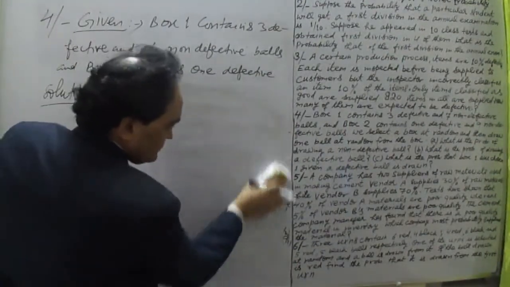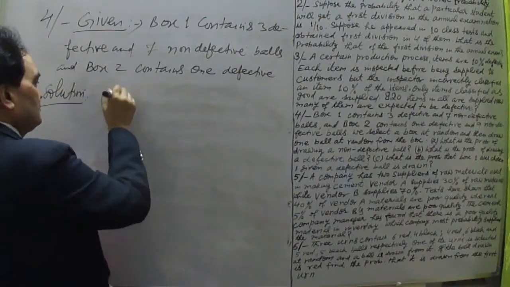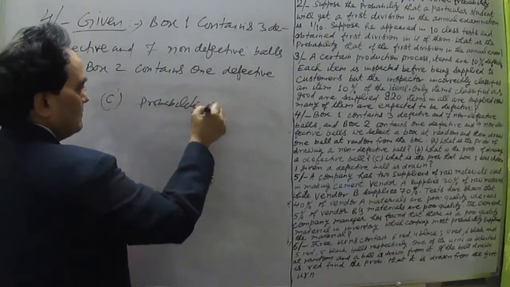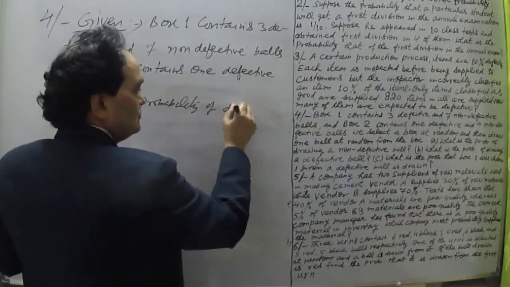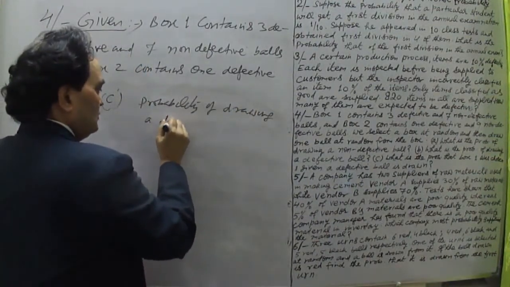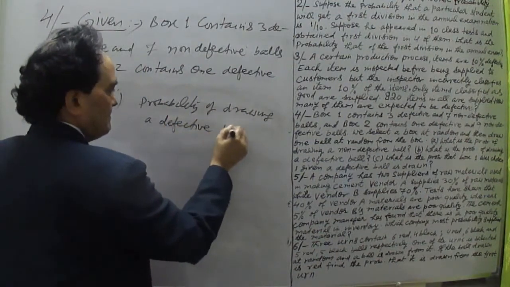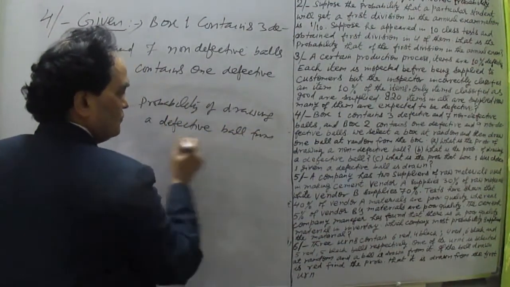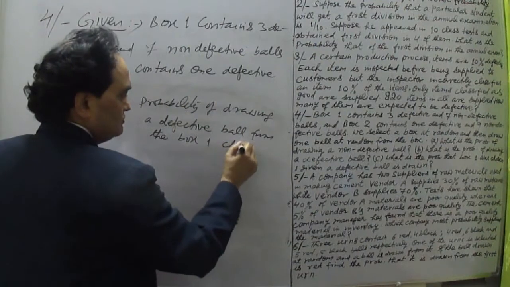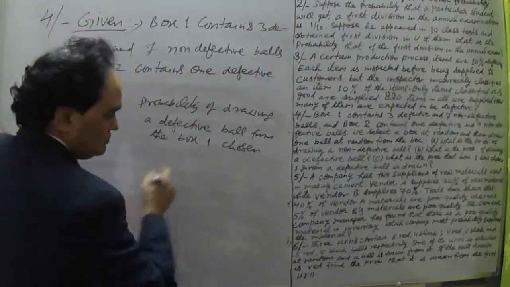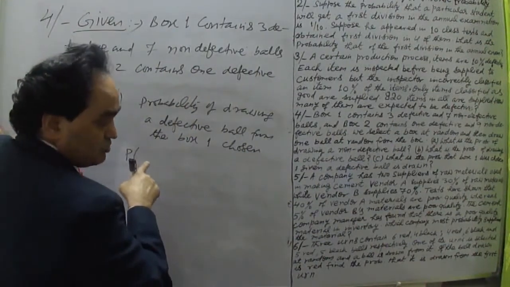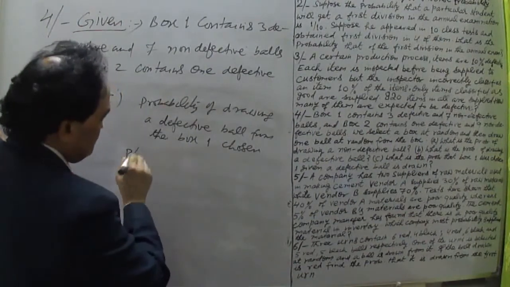Now part C says: probability of drawing a defective ball from the box number 1 chosen. This is part C. What is this probability? This is the probability of selecting a ball, box B1, out of box B1. What is the defective ball?